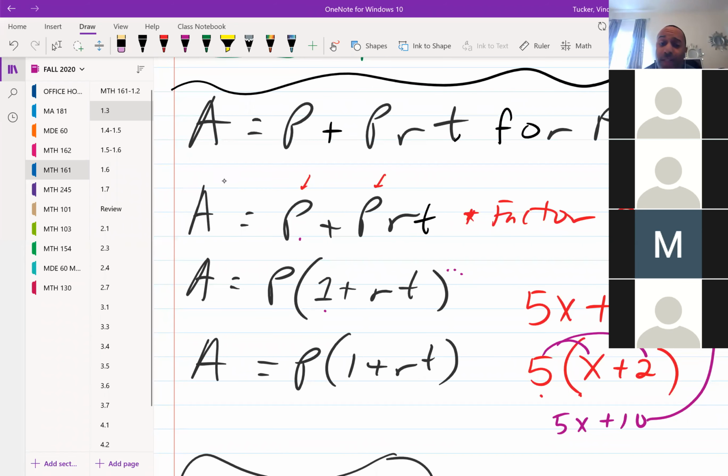What that does is give me a single P. Remember, your goal is to solve for P. You want to get P by itself. So that gives you a single P instead of 2 different P's in 2 different terms. And now that I have P times the quantity 1 plus RT, I can divide both sides by that quantity of 1 plus RT.